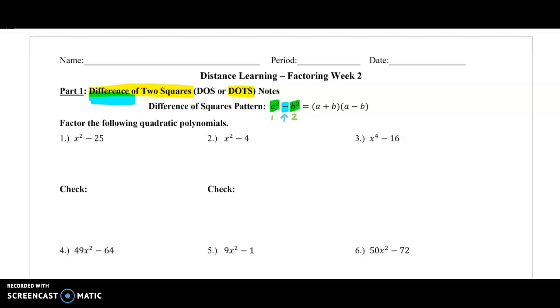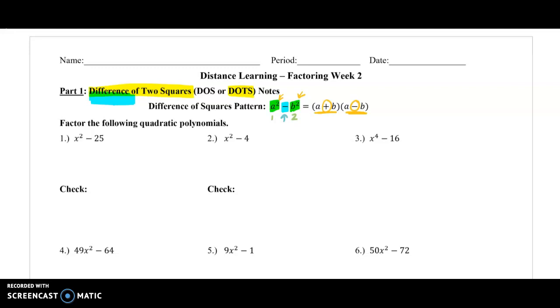It's always going to look like (a plus b) times (a minus b). So you take the square root of your first term, a squared, and the square root of your second term, b squared, and you make one of them addition, one of them subtraction, and multiply in between. The square root of a squared is a, so you put a in both of those spots. The square root of b squared is b, you put b in both of the second spots. You make one addition, one subtraction, and multiply, and that's how you would factor it.